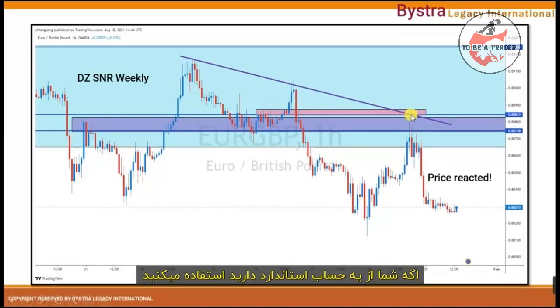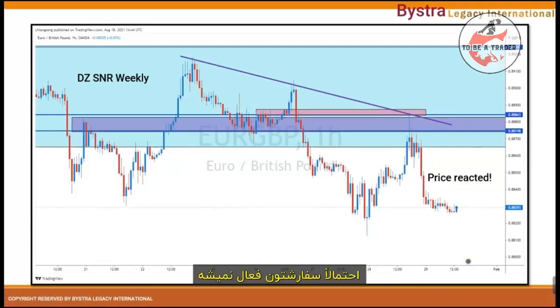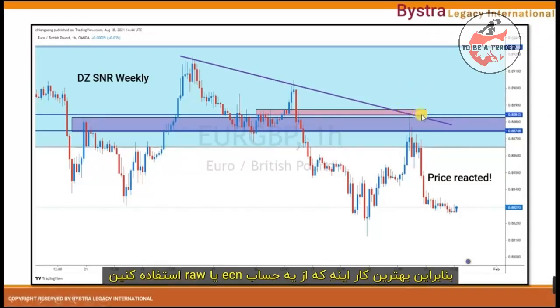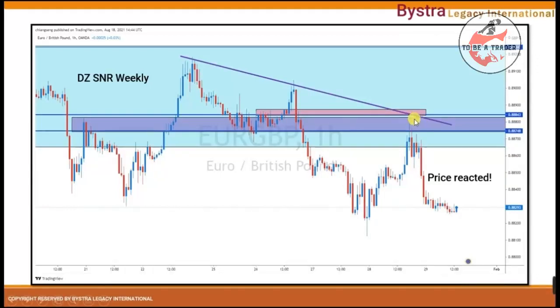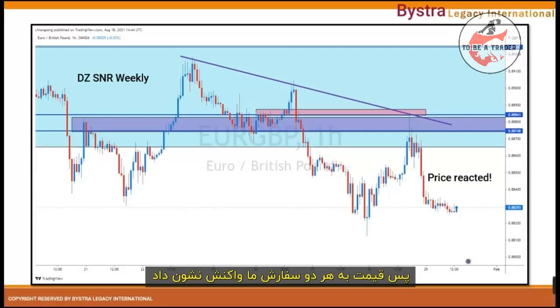So if you are using a normal standard account, you might not get the PO because the entry is too sharp. Therefore, the best is to use an ECN account or a raw account. So price reacted to our PO and we are in happy profit for both setups. Okay.